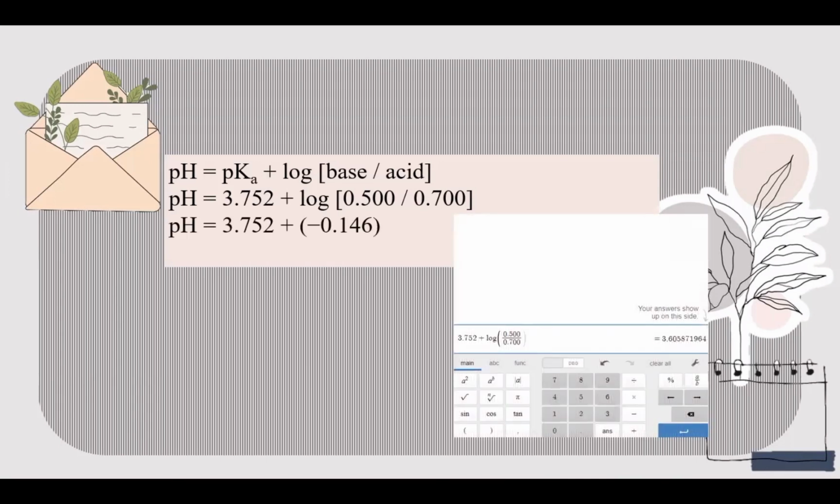So pH is equal to 3.752 plus negative 0.146. Thus the final answer is 3.606. As shown in the calculator, the answer is 3.605871964, but we round it up to 3.606.